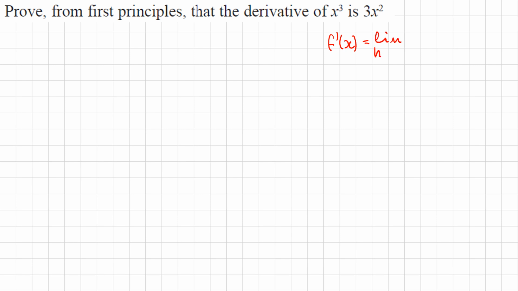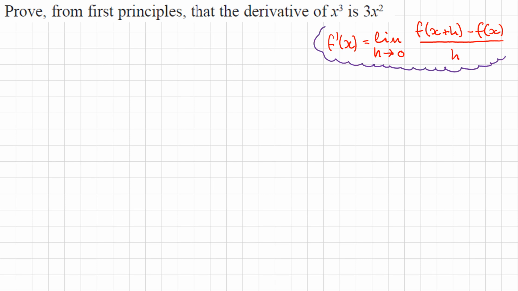So f dash of x, that's going to be the derivative, is the limit as h tends to 0 of f of x plus h minus f of x over h. And when you do this type of question, just be careful of your algebra as you work your way through. Make sure that at least once you write down the limit as h tends to 0. I tend to do it right at the start and right at the end. You don't need to write it at every step. And make sure that you don't cancel down the h too early. Otherwise you'll end up with dividing by 0, and we don't want that.